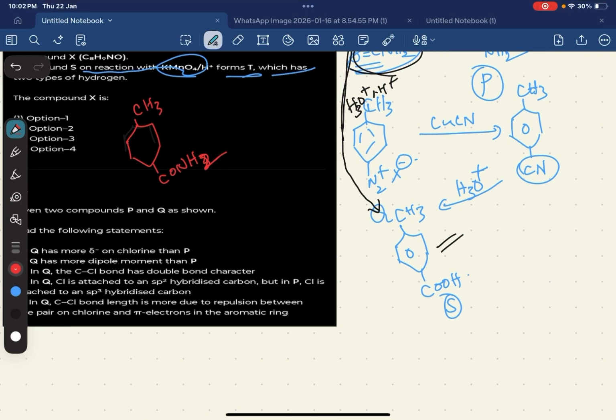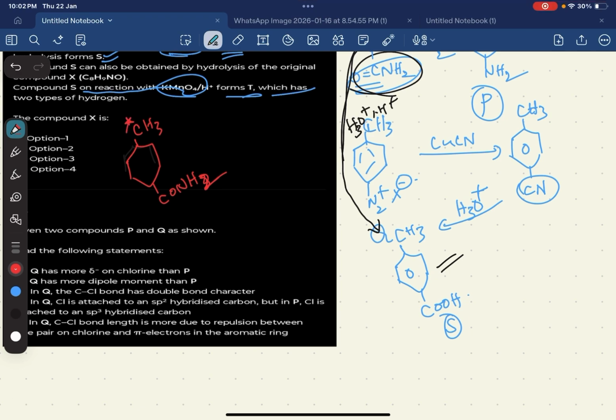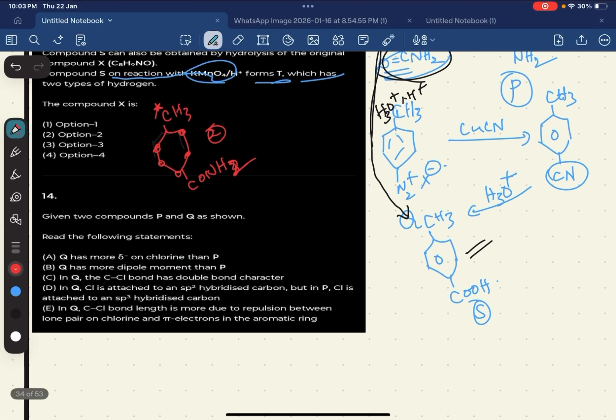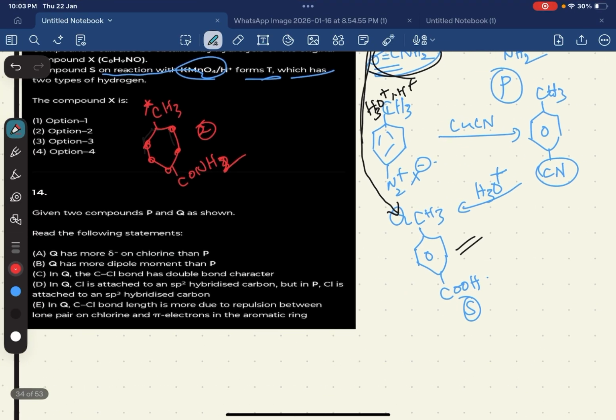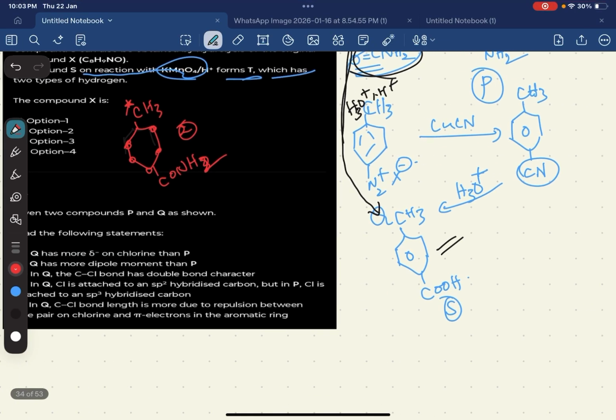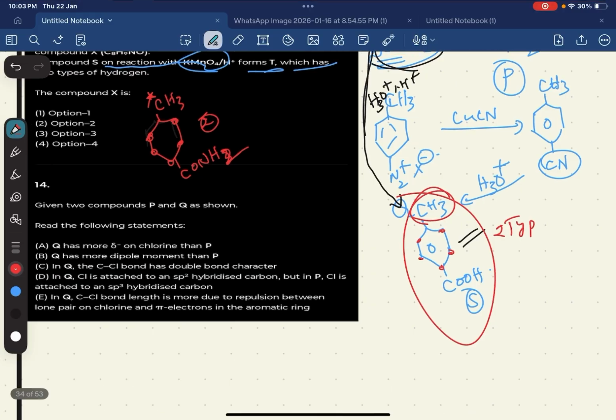Two types of hydrogens, if you want. This is primary hydrogens. These all categories remain the same. So that's why two types of hydrogens are present in the reactant. Otherwise this compound is having two types of hydrogens. So this is one category of hydrogens over the benzene ring, the same category hydrogens.